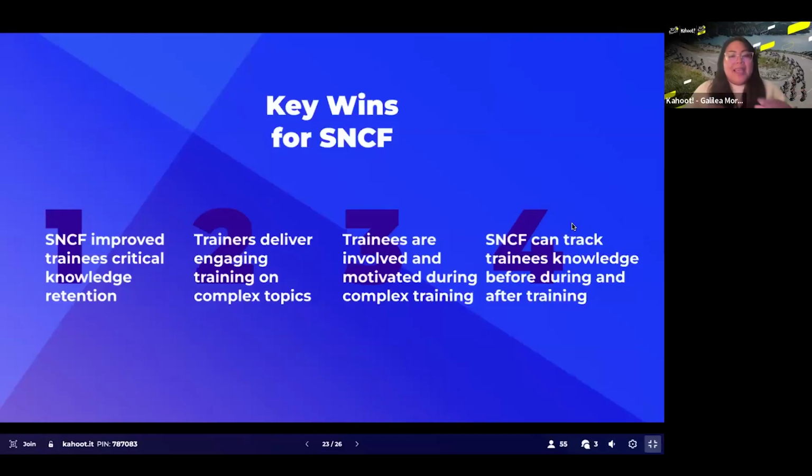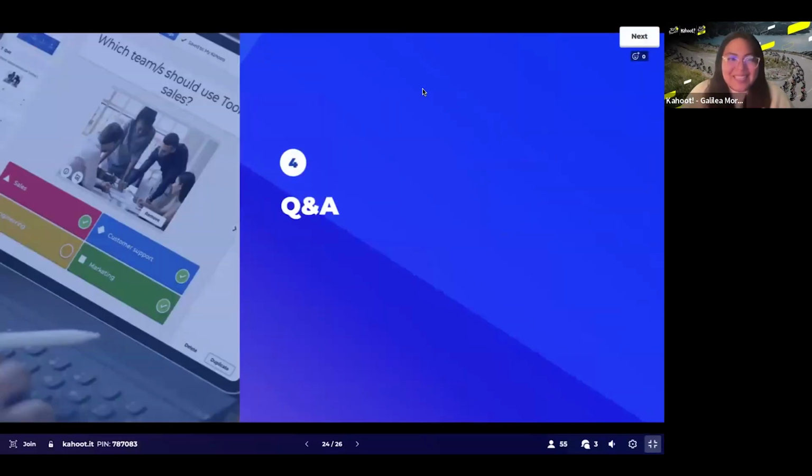And then finally, SNCF as an organization has been able to track the knowledge a lot better before and after trainings, which has made the process much more efficient and much more streamlined, ensuring that they have a very powerful follow-up strategy built around these complex training needs. So with that being said, that truly now brings us to Q&A.